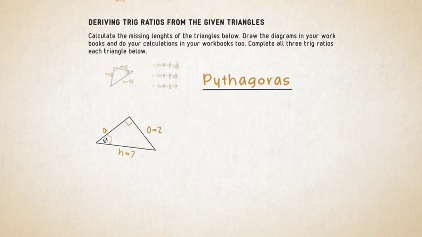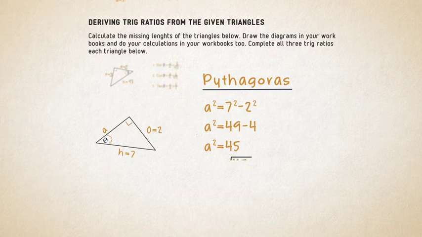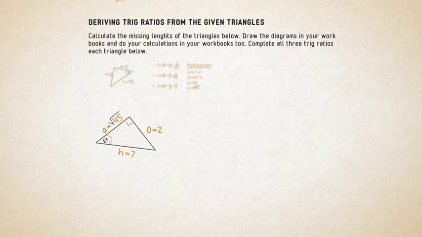And Pythagoras says if you have the hypotenuse, you must square the hypotenuse minus the short side that was given squared. So we would say 7 squared minus 2 squared. So that's saying 49 minus 4. So we have the square root of 45. So adjacent is the square root of 45. And now we can work out our 3 trig ratios.